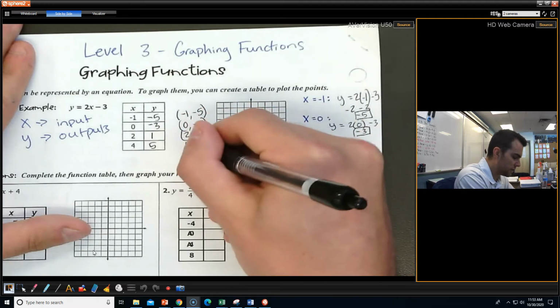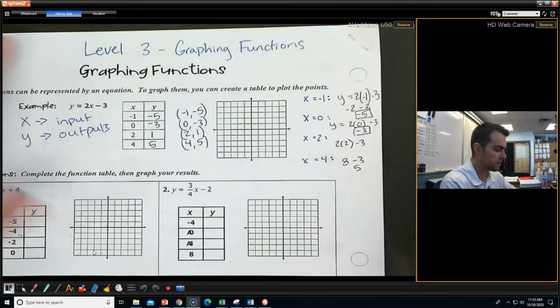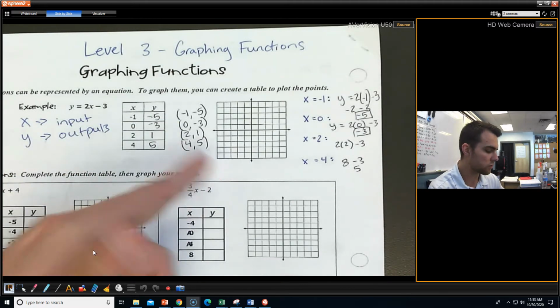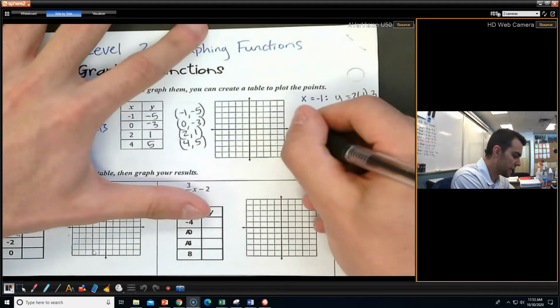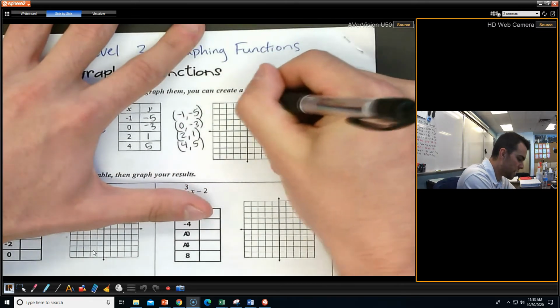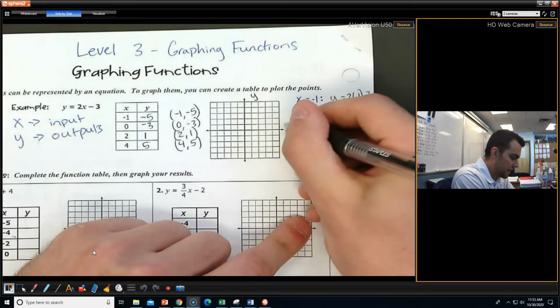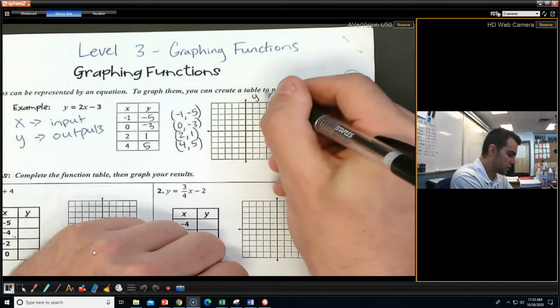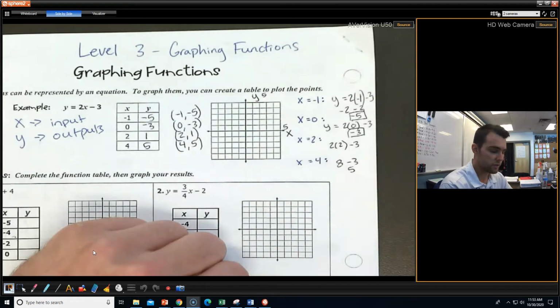And just like we've been doing last week, we can take these ordered pairs and we can graph them on our coordinate plane. So the horizontal axis, the one going left to right, that's our x. One going up and down is y. Positive x direction is this way. Positive y direction is up here. So let's plot these guys.